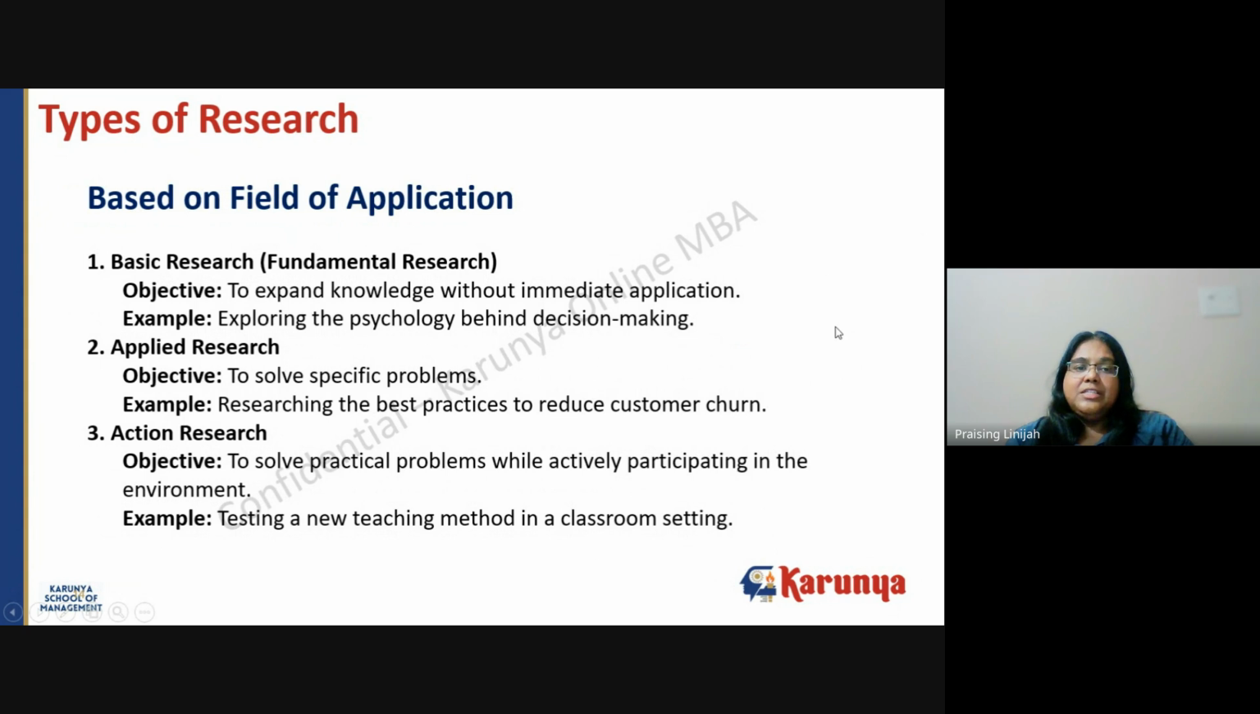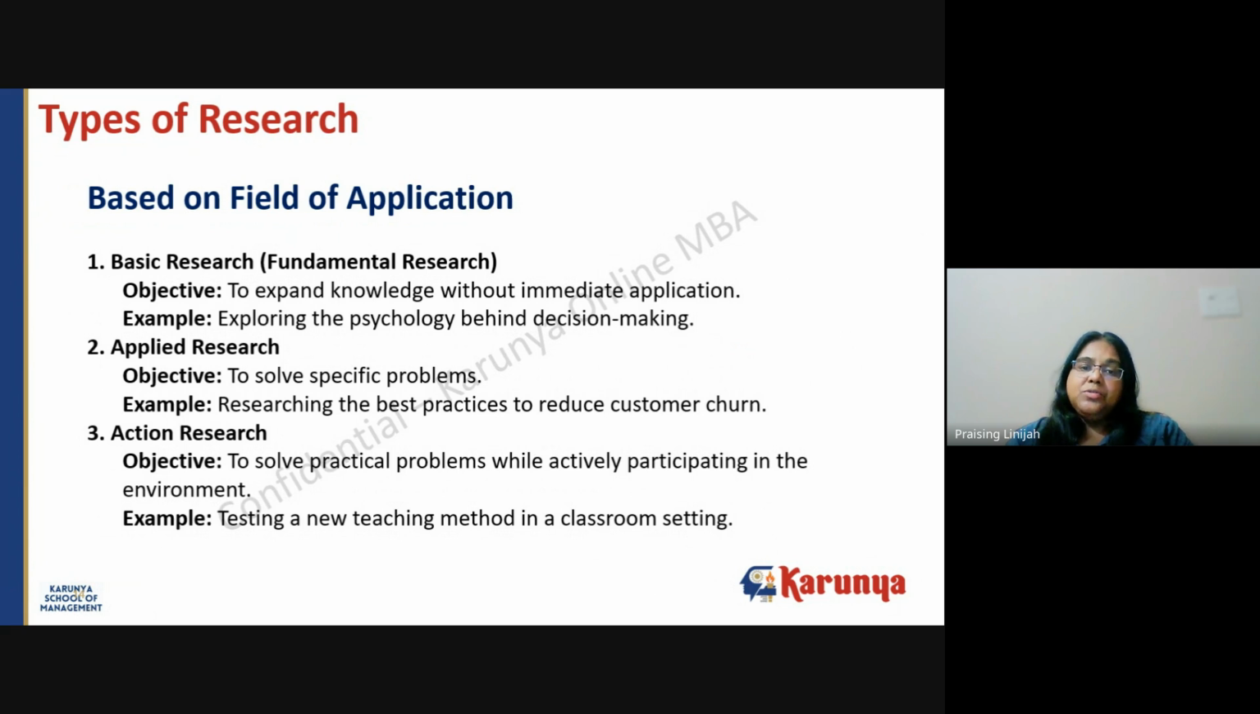The next type of research is based on field of application. Here, the quest is basic, applied, and action research. Basic research is trying to know more. It is the quest for knowledge itself, like uncovering truths with no immediate practical use, like understanding the psychology behind consumer choices or consumer personas, and so on.